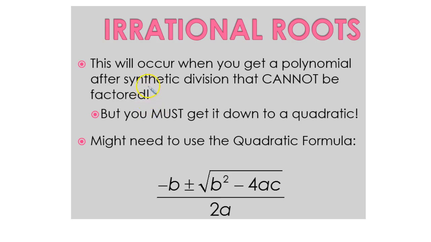Okay, irrational roots are going to occur when the polynomial after synthetic division cannot be factored. You try to factor it, you're just not able to. So you've got to get it down to a quadratic. And then in this case, you might need the quadratic formula to solve it. There are other ways to solve quadratics, as you've learned. There's completing the square, there's the square root method. So you don't have to use the quadratic formula every time, but it's the go-to when you can't find another way, because it always works.